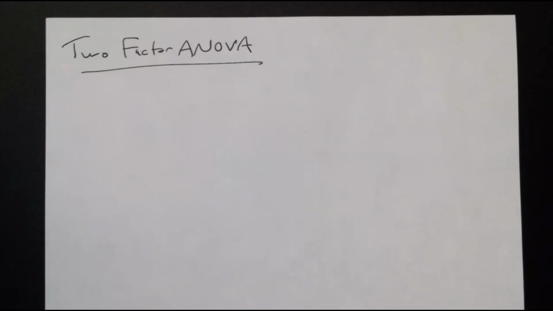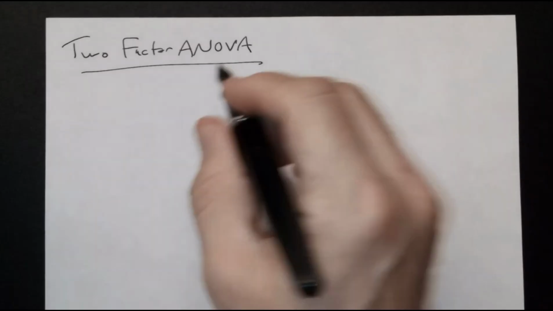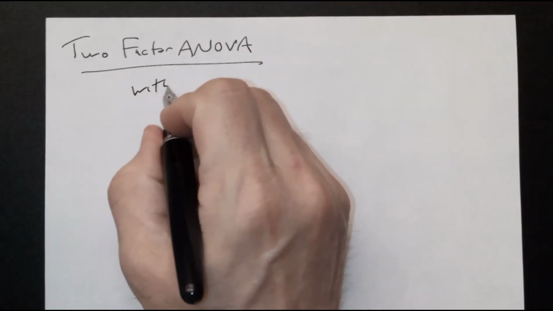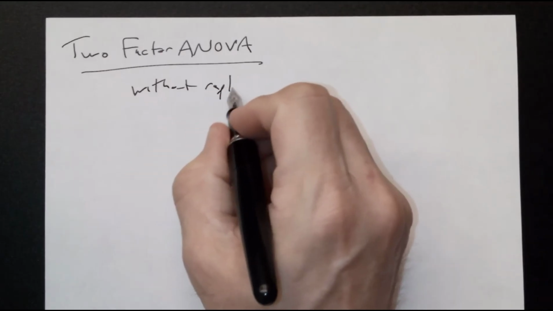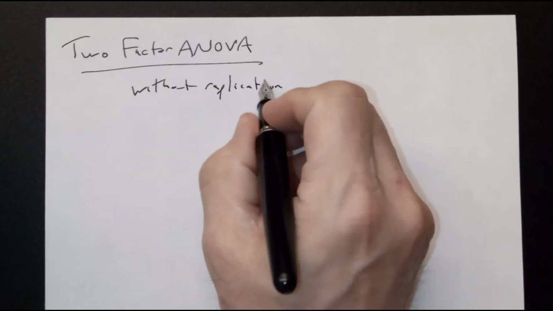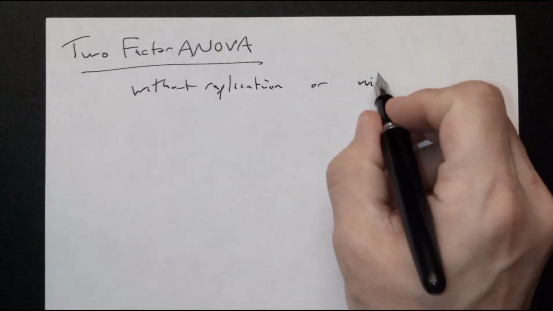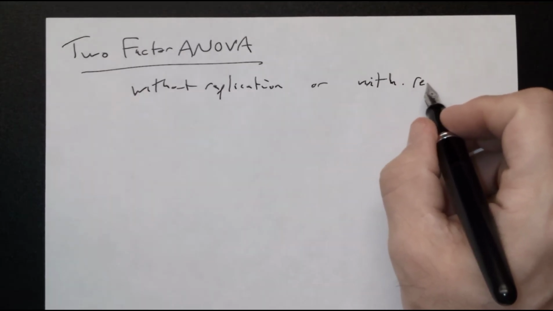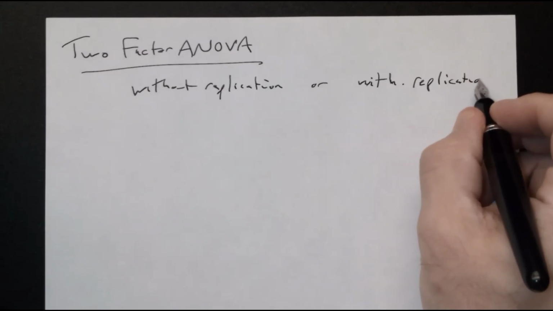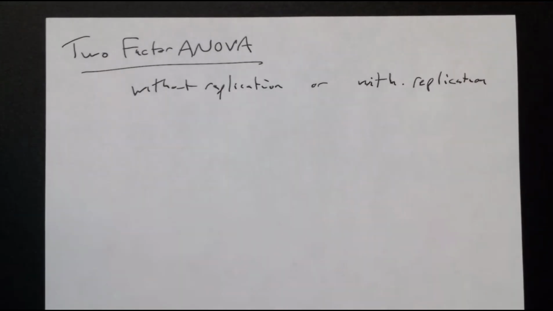But the more factors we have, the more complicated the model gets, the uglier the actual math gets. And most of the time, we really don't ever get bigger than 2. But even 2-factor ANOVA comes in 2 varieties. We can talk about 2-factor ANOVA without replication or with replication. We're going to start on the without idea.